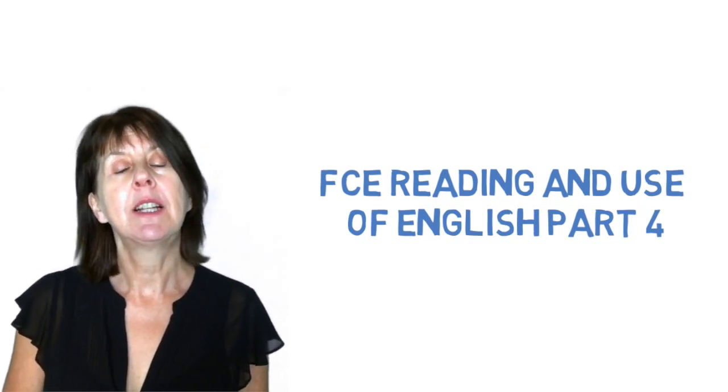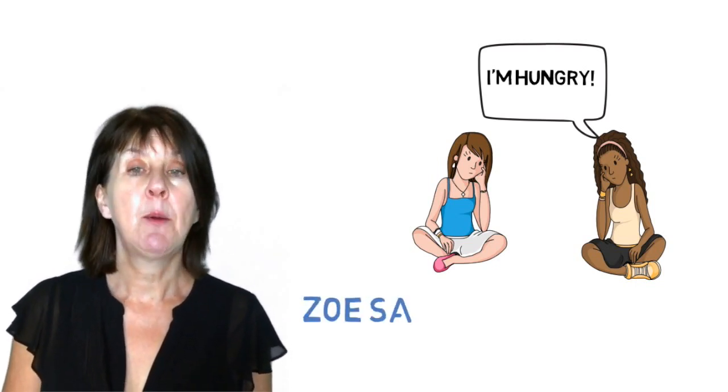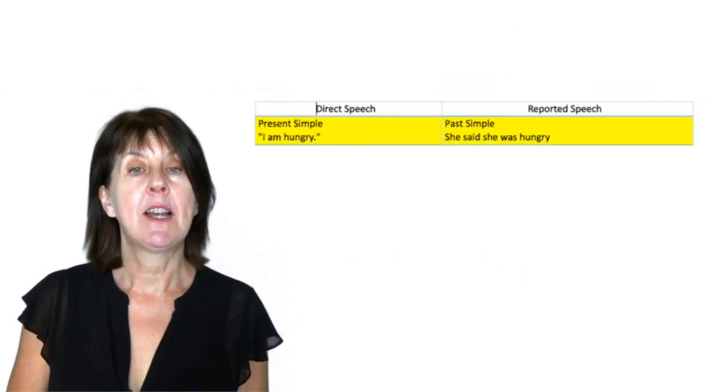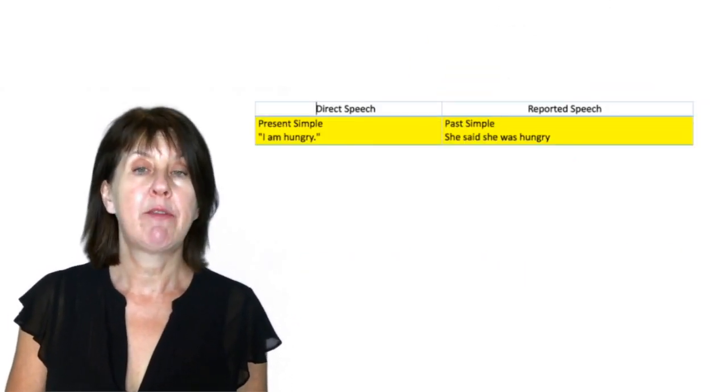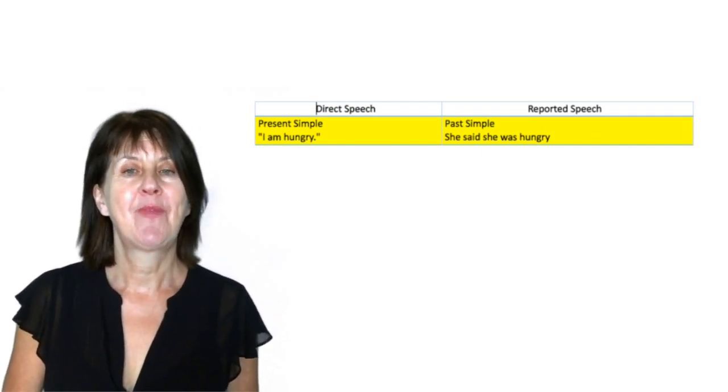If we go back to our example of Zoe and Emma talking, we notice that in direct speech Zoe uses the present tense, "I'm hungry," whereas in the reported speech we change that to "Zoe said she was hungry." Here is a chart which you can download from my website and use as a reference. The link can be found down below.